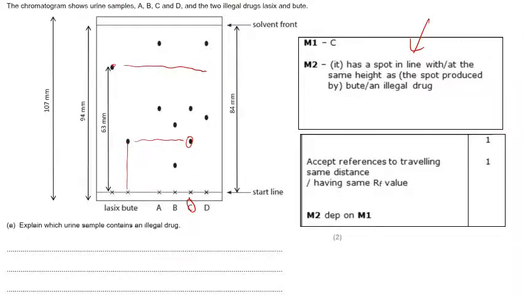Okay, so it accepts referring to travelling distance or have the same RF value. You can say that it has the same retention factor to the paper.